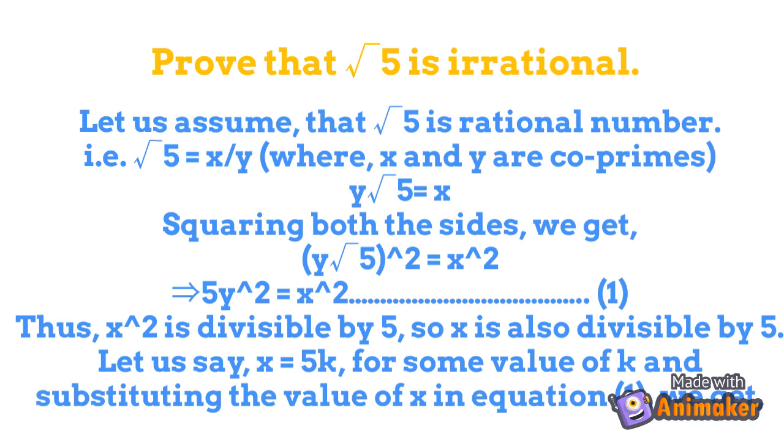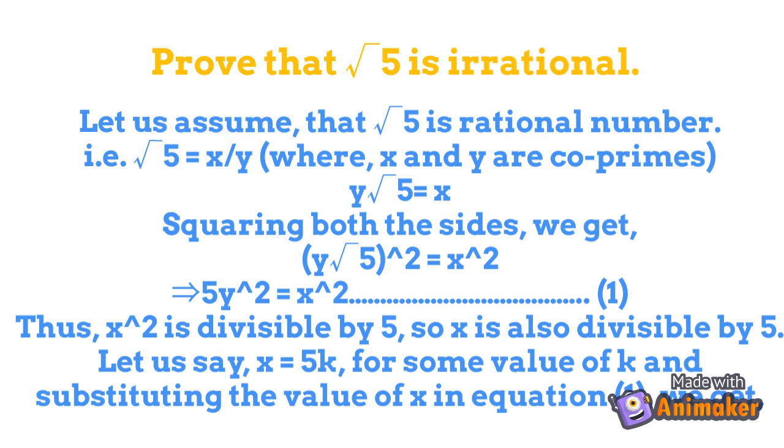We get 5 into (root 5) whole squared, equals x square. What result do we get after squaring it? We get 5y square, because root 5 into root 5 is 5 only, and y square equals x square. So this is our first equation. Thus x square is divisible by 5, so x is also divisible by 5. Let us say that x equals 5k.